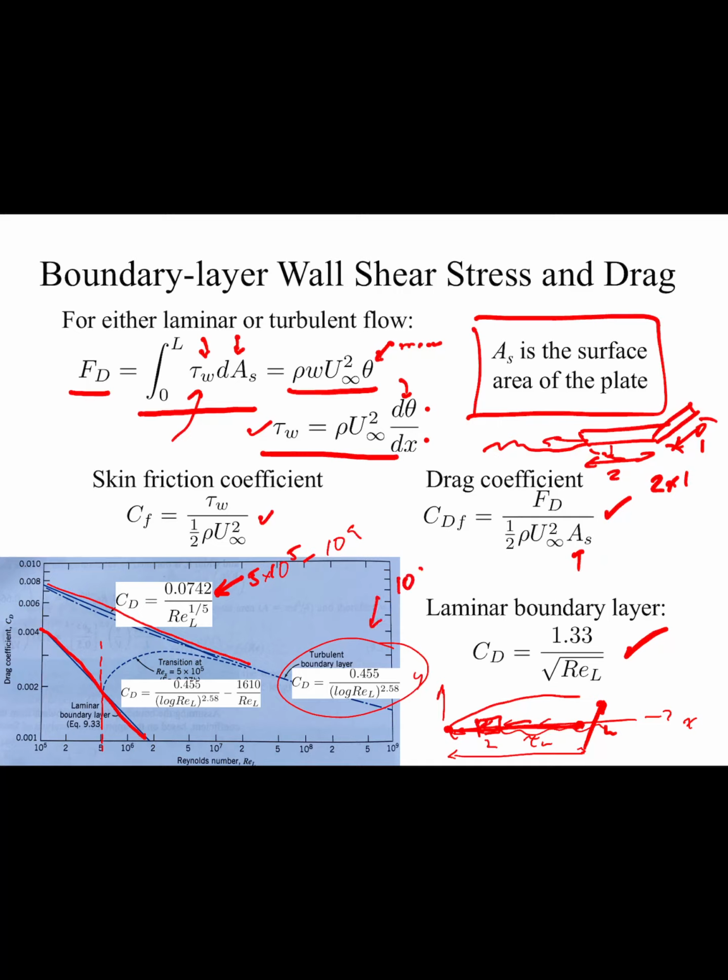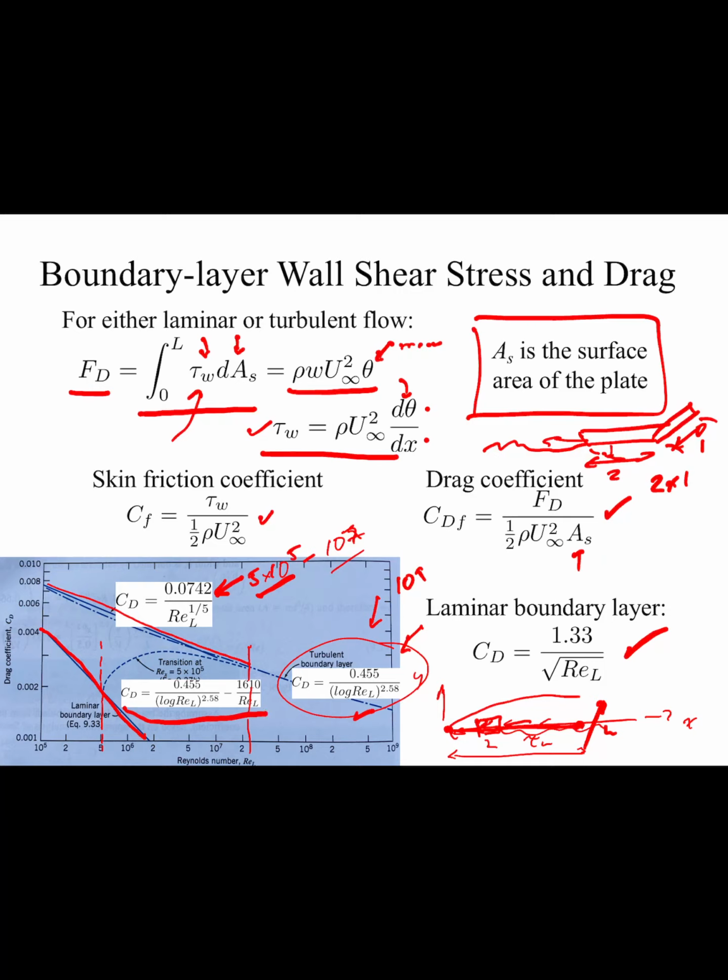This one goes all the way to 10 to the 9th, and this one goes to about 10 to the 7th. Sorry, you can see where each is valid in the curve. So 0.0742 over the 1/5 root of the Reynolds number is valid from about 5 times 10 to the 5th, or 500,000, to about 10 to the 7th. And then this parameterization down here, 0.455 divided by log Reynolds number to the 2.58, is valid all the way to 10 to the 9th. So oftentimes we use this one because it's valid over a larger range.